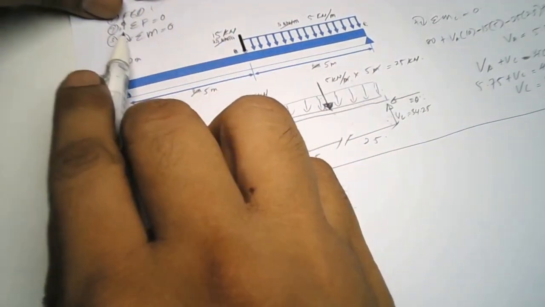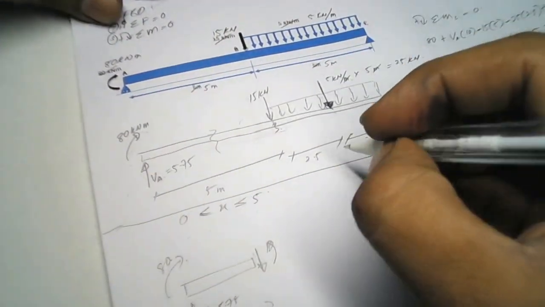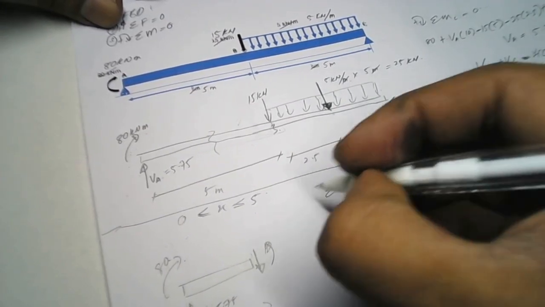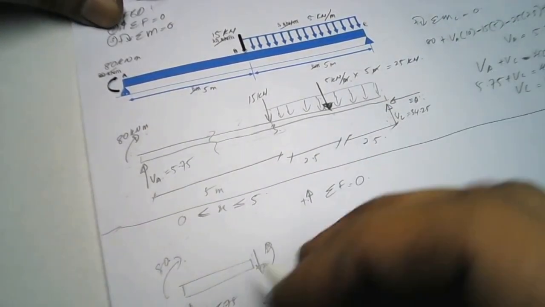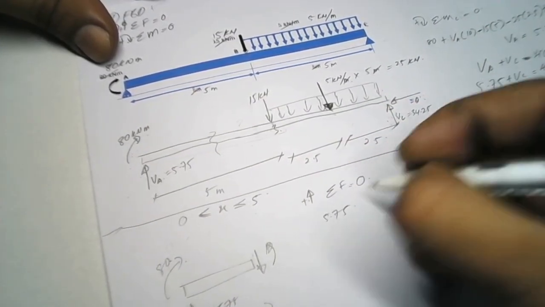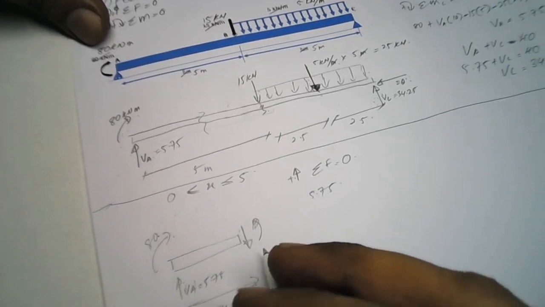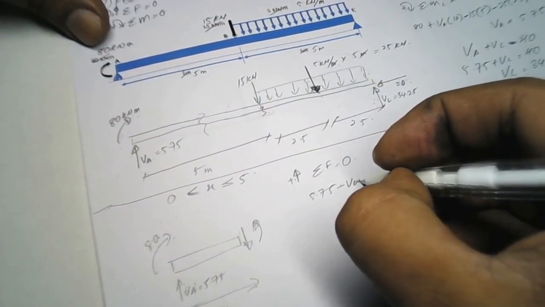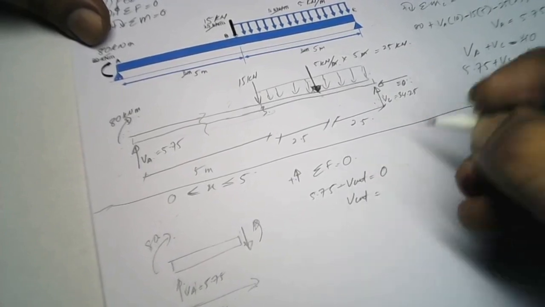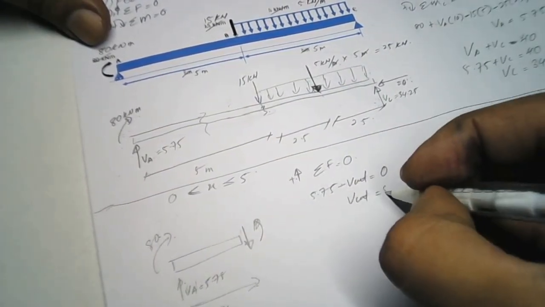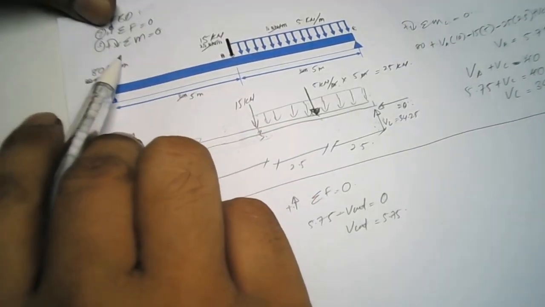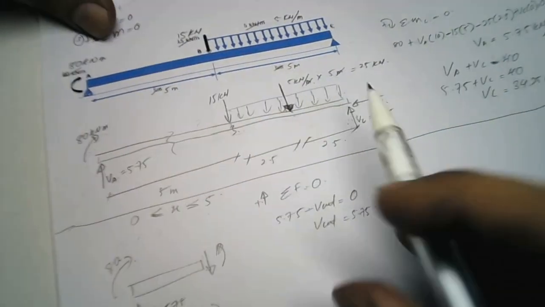For the second step here, summation of F equal to 0. I declare upward is positive, so the upward force is positive 5.75. Okay, 5.75 minus V cut equal to 0. So V cut is 5.75.